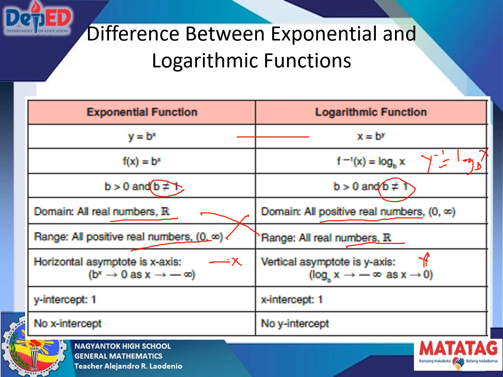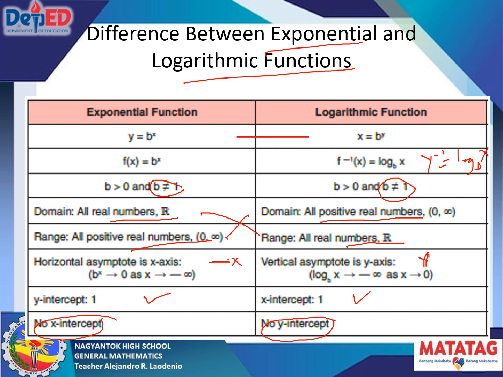Okay, so the intercept: in the exponential function, the y-intercept equals 1 and there is no x-intercept. In the logarithmic function, the x-intercept is 1 and there is no y-intercept. So these are the differences between exponential and logarithmic functions.